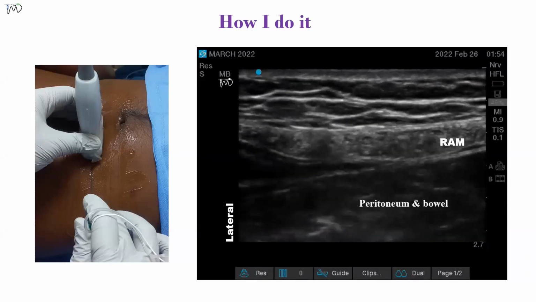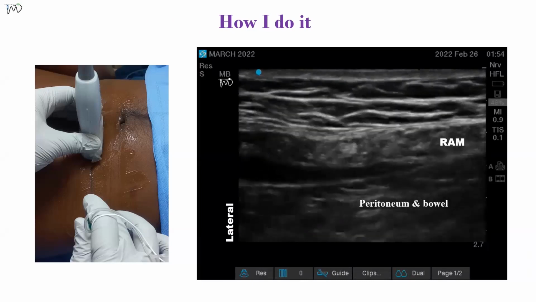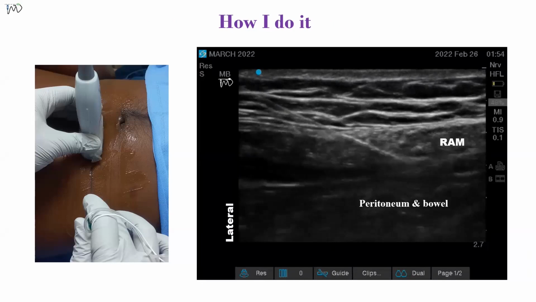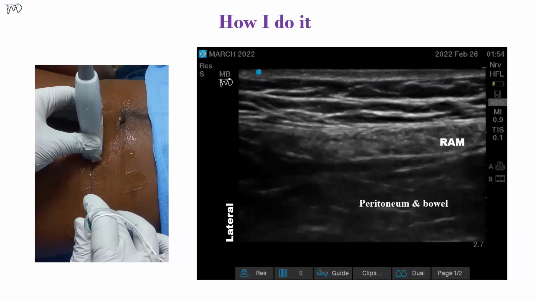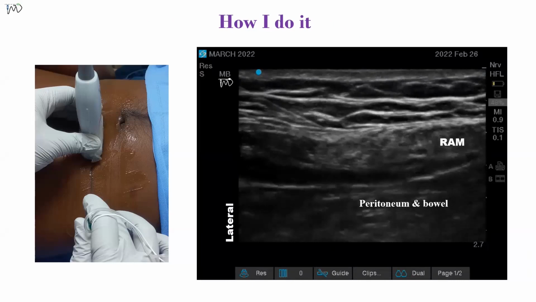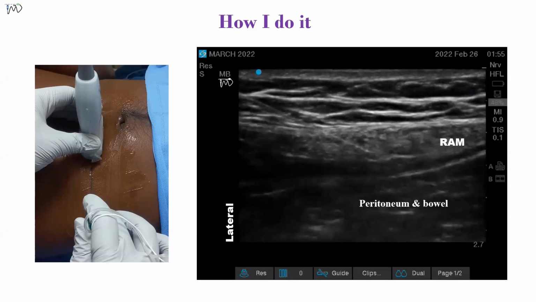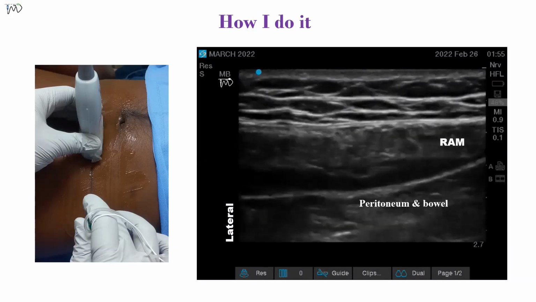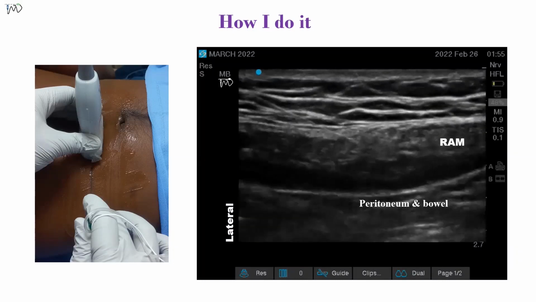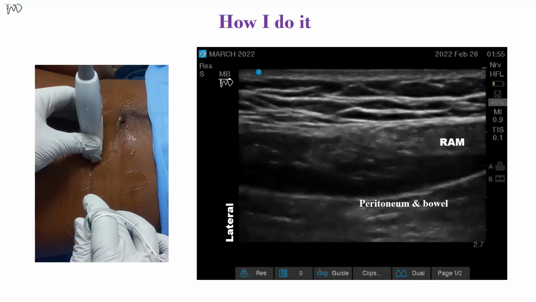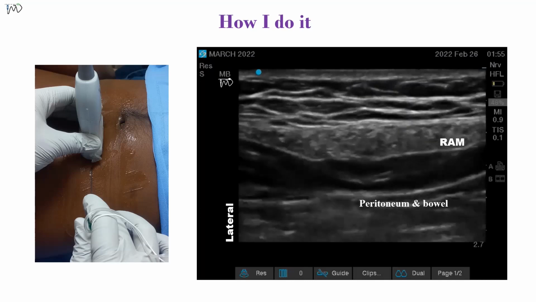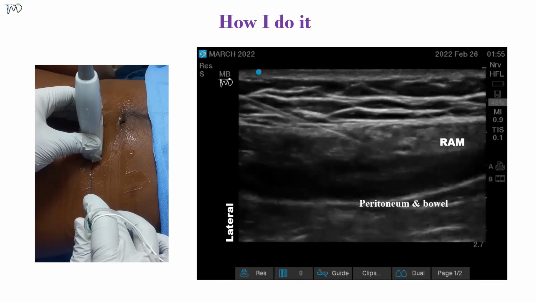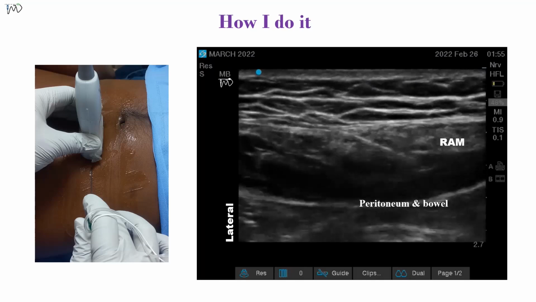Rectus sheath block is performed in supine position, usually after induction of general anesthesia. The probe is placed just a few centimeters above the umbilicus and lateral to the midline, either in longitudinal or in transverse orientation, and the needle is inserted either from lateral to medial or medial to lateral direction. The tip is placed between the rectus abdominis muscle and the posterior rectus sheath.